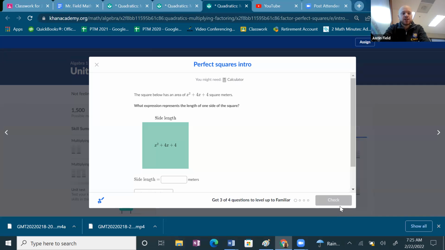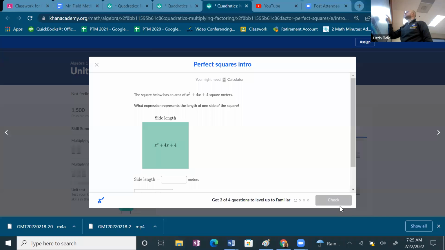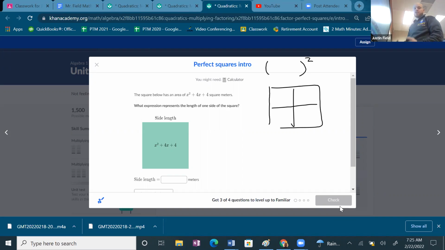All right, so let's talk about perfect squares intro. The square below has an area of x squared plus 4x plus 4. Okay, that is our trinomial. We want to factor it. So the perfect squares, you should know that means that we're going to have the same factor twice. So we can draw the boxes, but the reason that there's different strategies is because sometimes there's a quicker way to get the answer. Okay, but I'm going to draw the boxes for this one.